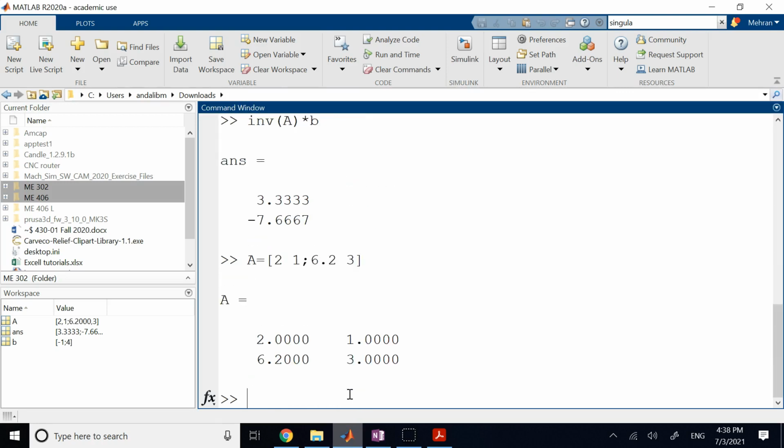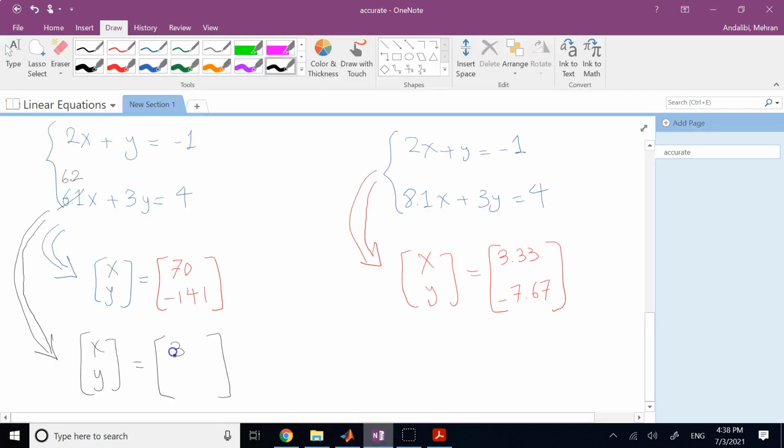what can happen? I do it and I get my solution, and now look, 35 and negative 71. Look at the change. This one is changed by 35 units, and this one is changed by 70 units. You see how huge they have changed?